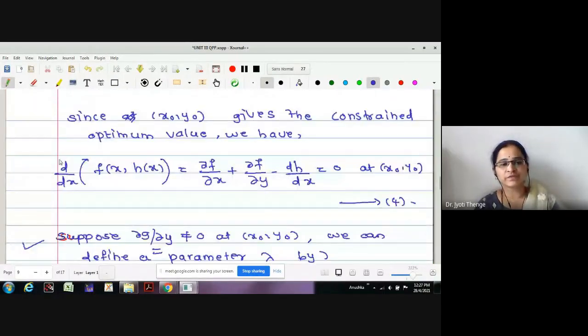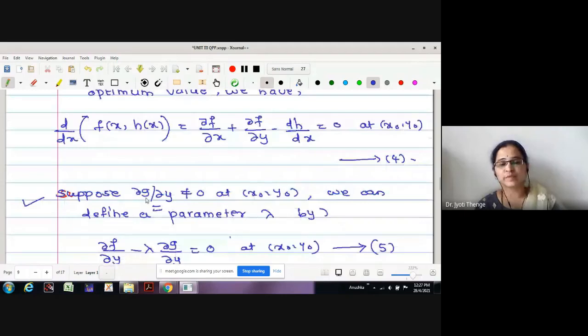Therefore, we have found the first derivative of our objective function f of x, h of x, and equated it to 0. The value is dou f by dou x plus dou f by dou y into dh by dx is equal to 0. Now let me assume that dou g by dou y is not equal to 0, because we have assumed initially that both of them cannot be zero simultaneously.